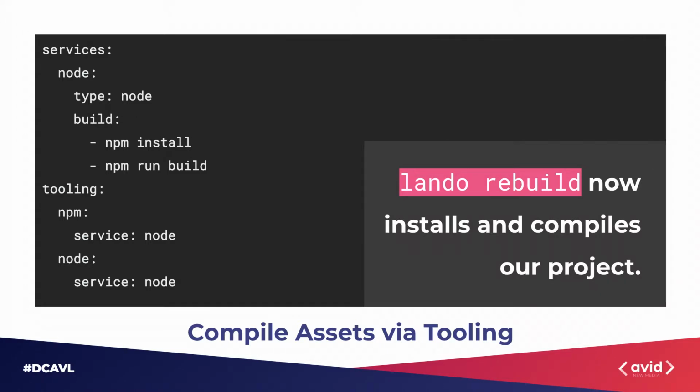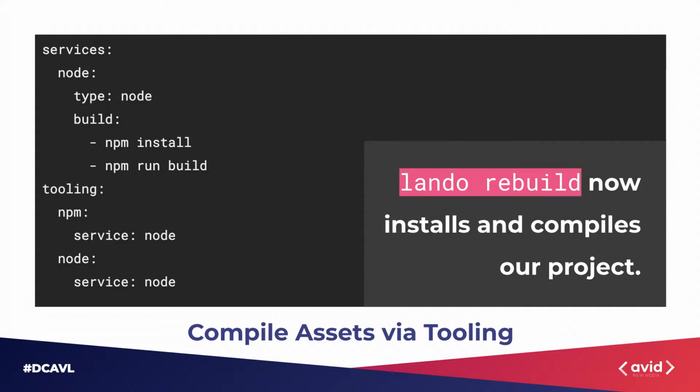Essentially what's happening is on Lando rebuild, which is part of this build process, there's a handful of additional options that you can specify here, like build. There's build as root. There's a number of other items that you could use if you need to. But basically, every time Lando rebuild is run, then npm install is going to happen and npm run build is going to happen. So it just keeps things really simple.